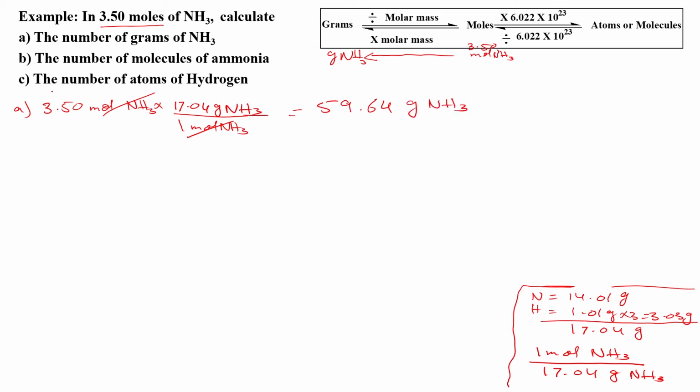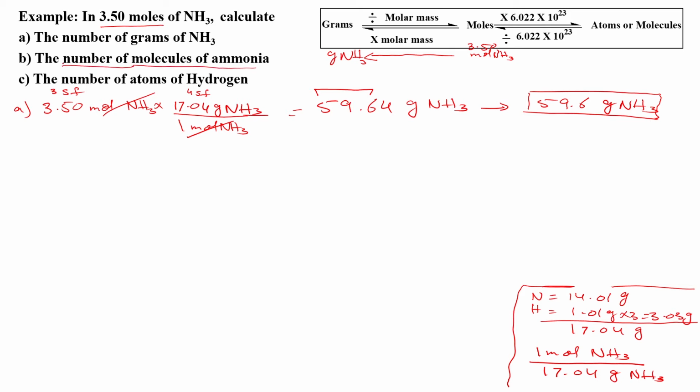Okay, here we have 3 sig figs, 4 sig figs. You need to round this to 3 sig figs. So when you do, you will have 59.6 grams of ammonia. This is going to be your answer. Okay. For B, you have to find the number of molecules of ammonia.